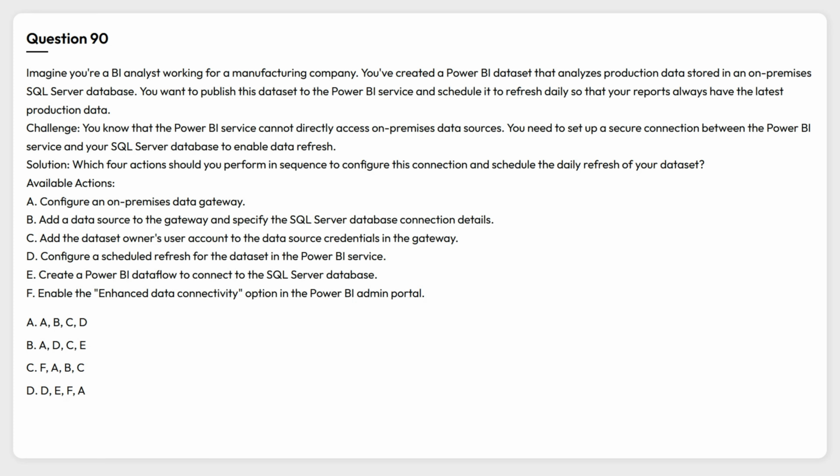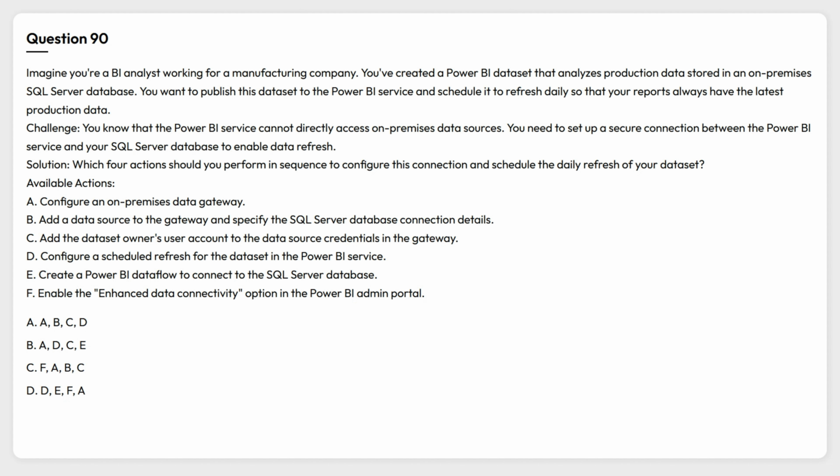Challenge: you know that the Power BI service cannot directly access on-premises data sources. You need to set up a secure connection between the Power BI service and your SQL Server database to enable data refresh. Solution: which 4 actions should you perform in sequence to configure this connection and schedule the daily refresh of your dataset?